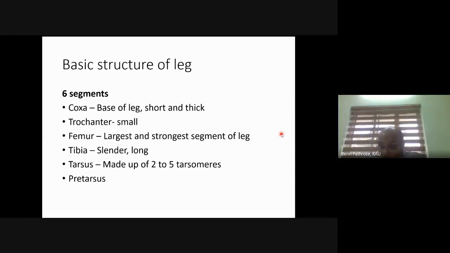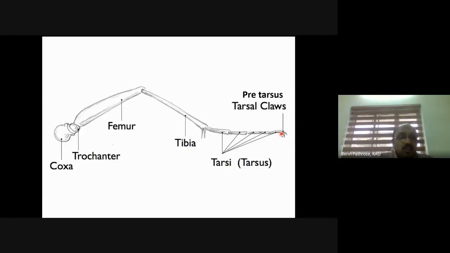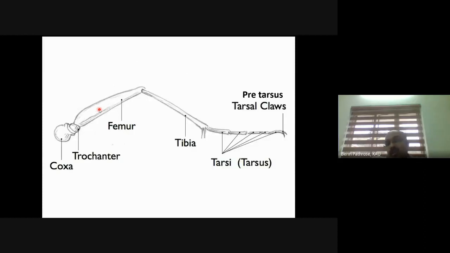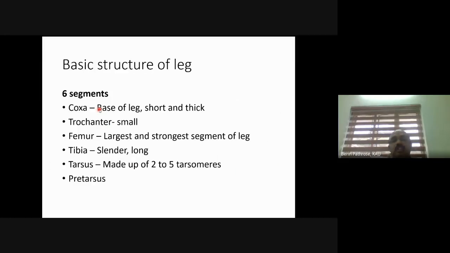It is short, but it is thick. You can see it over here. It is short as well as thick. But trochanter is very small in nature. Femur is the largest and strongest part of the insect leg. It has all the muscles for movement of the legs.